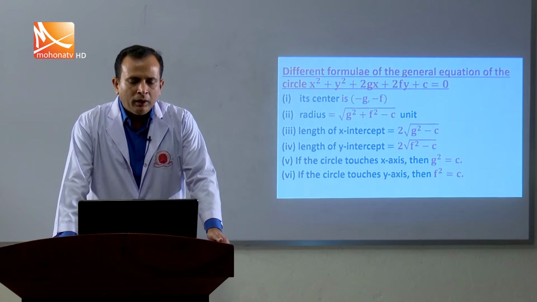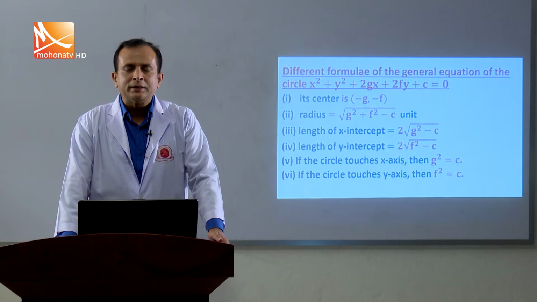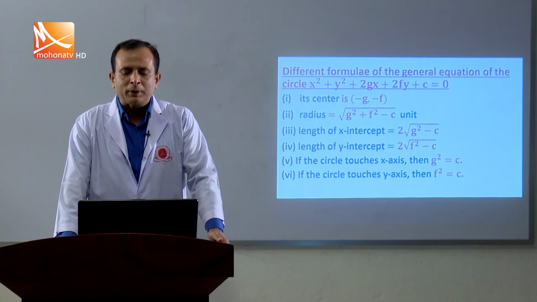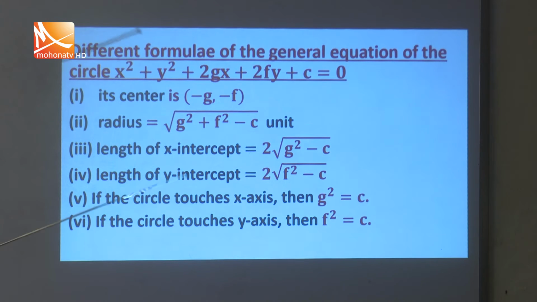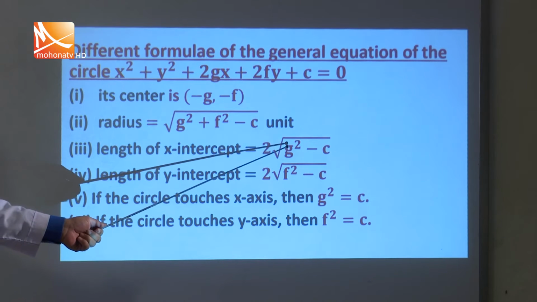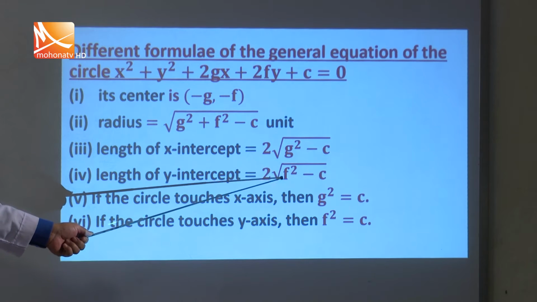Now we would like to see different formulae of the general equation of the circle x square plus y square plus 2gx plus 2fy plus c equals 0. We have determined its center is (minus g, minus f) and its radius is square root of g square plus f square minus c units. The length of the x intercept cut off by the general equation of the circle equals 2 root g square minus c. The length of the y intercept cut off by the circle is 2 root f square minus c.